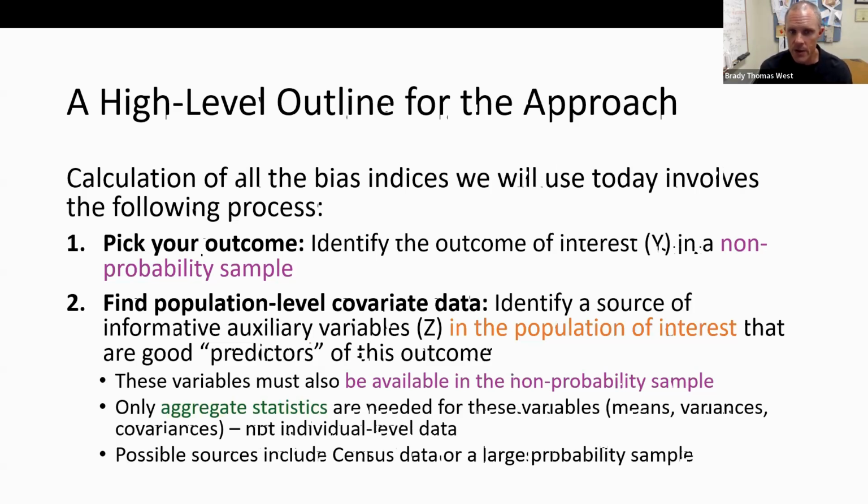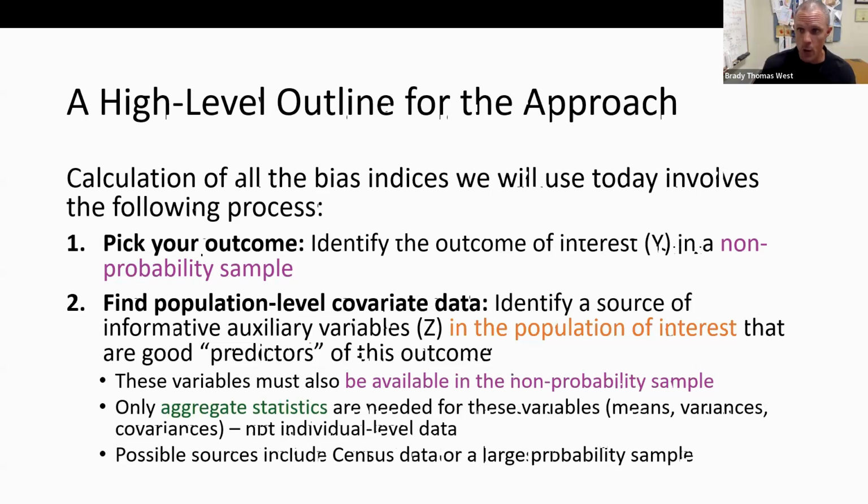Second, find population-level covariate data. So identify a source of informative auxiliary variables in the population of interest that serve as good predictors of the outcome Y that you're interested in. These variables must also be available in the microdata for your non-probability sample. That's a key part here. At the population level, you only need aggregate statistics for these variables. You don't need microdata for the population. You just need aggregate statistics on these predictors Z. That means means, variances, and covariances. You might get these aggregate statistics from census data or a large administrative database for your population or from a large probability sample.